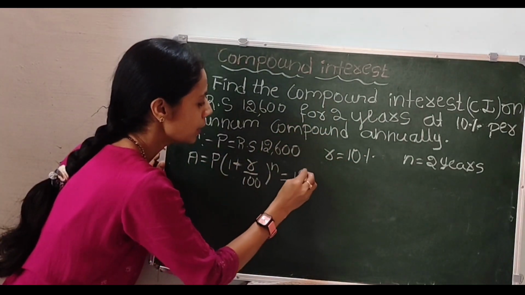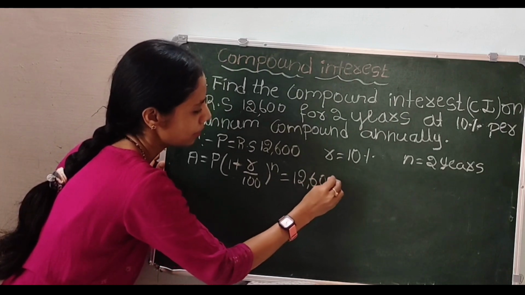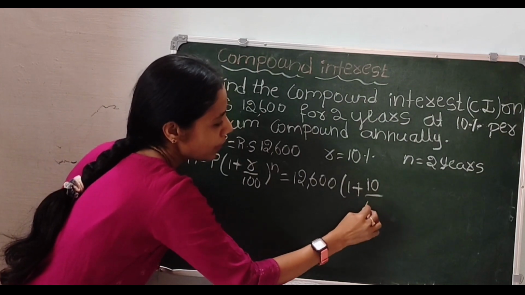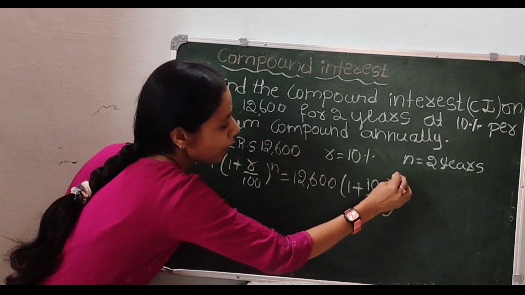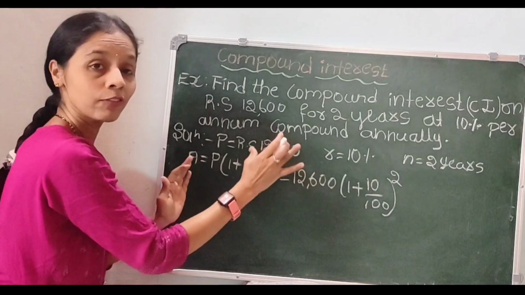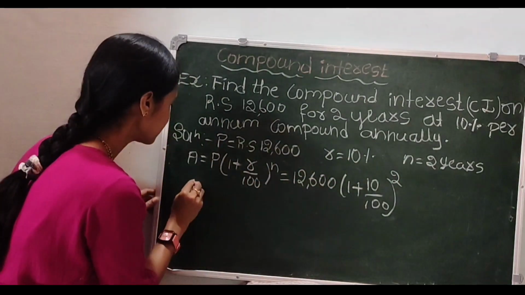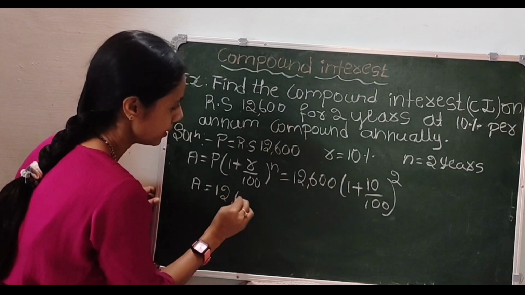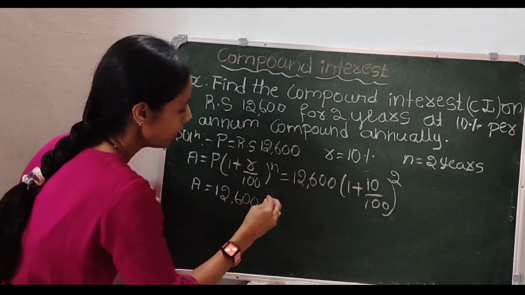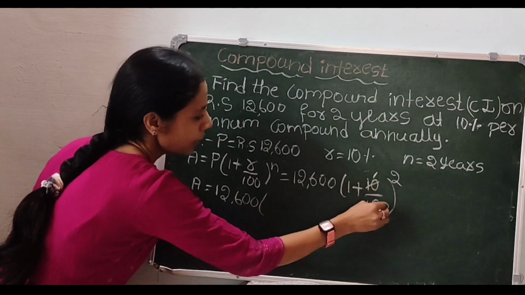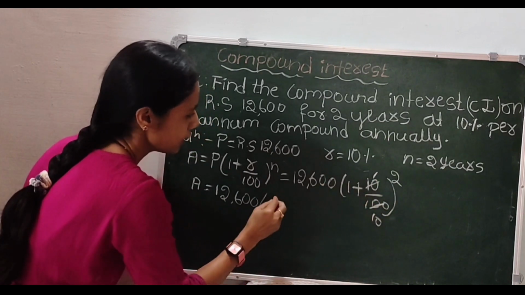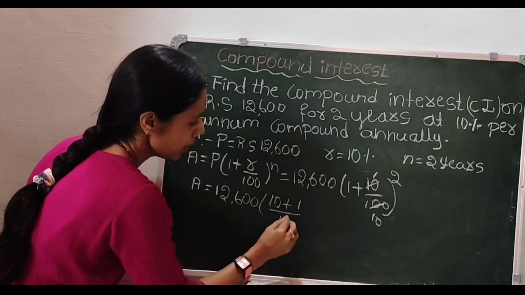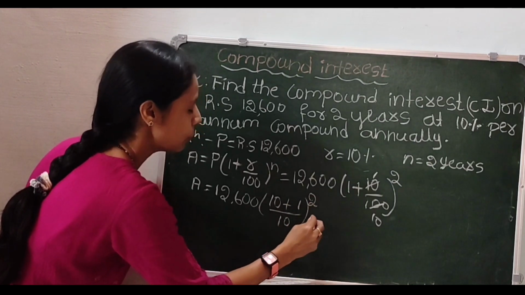So P value is 12,600 into 1 plus R is 10 divided by 100 whole to the power of N means 2. Simplify this one, we get total amount A. So A is equal to 12,600 as it is. First we simplify this one. 10 ones are 10, 10 tens are 100. Simplify these two, we get 10 plus 1 divided by 10 whole to the power of 2.